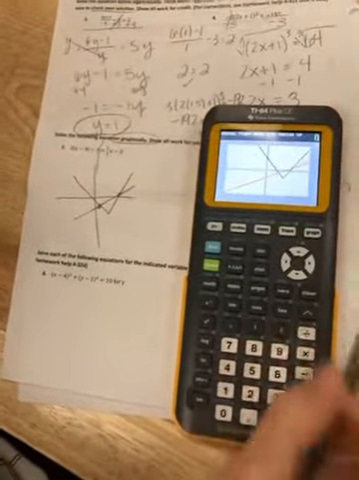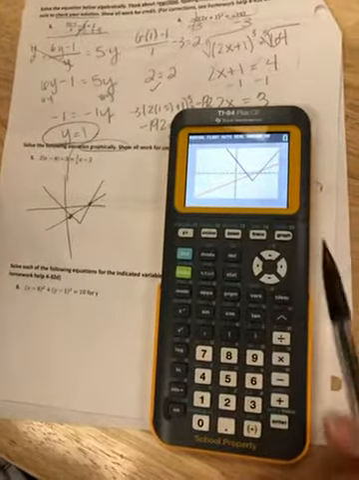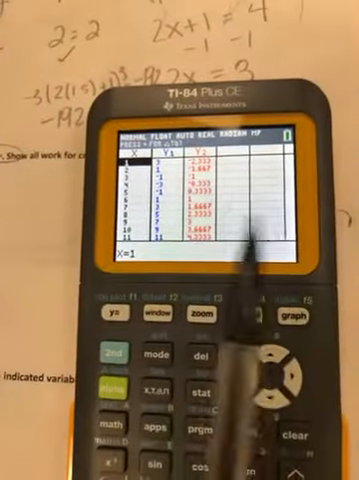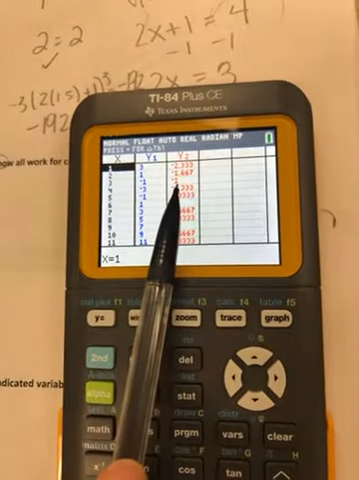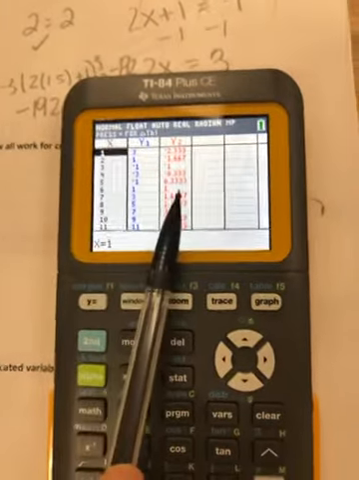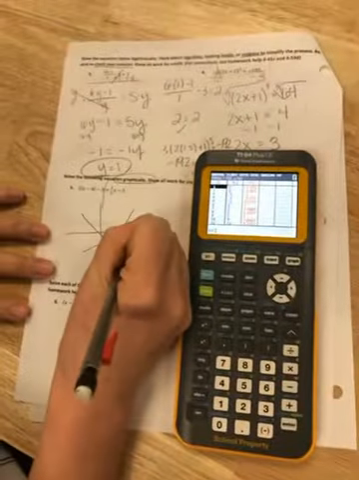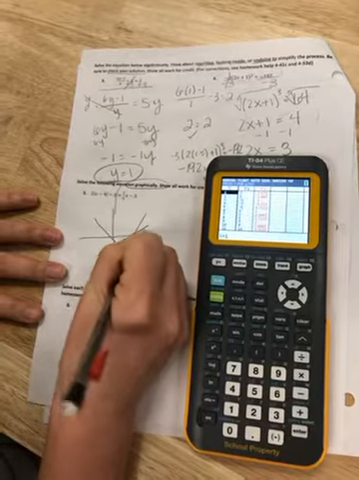So then we're going to look for where they cross. It's hard to see here, and the trace function isn't always super accurate. So I'm going to go to my table, and I know it crosses in the positive regions. So you can see at 3, they have the same value, and at 6, they have the same value. So they cross at 3, -1, and at 6, +1.